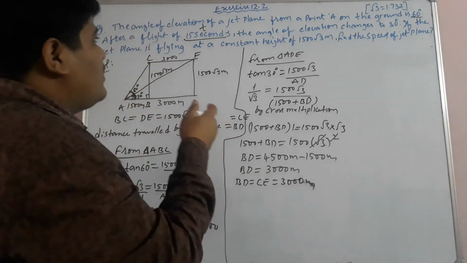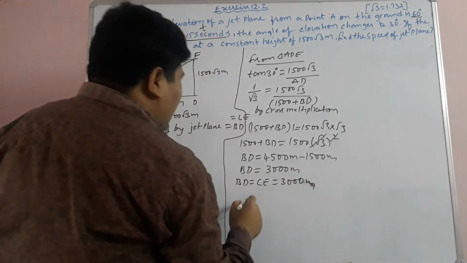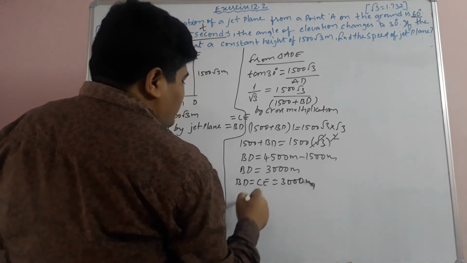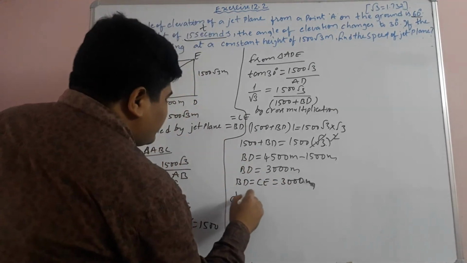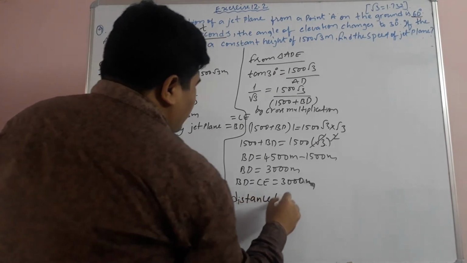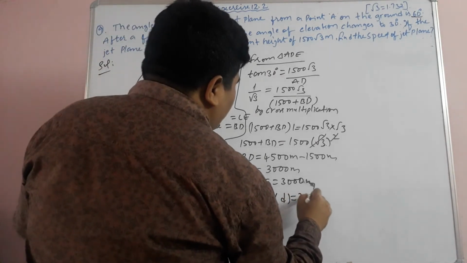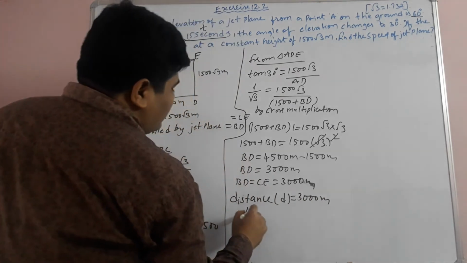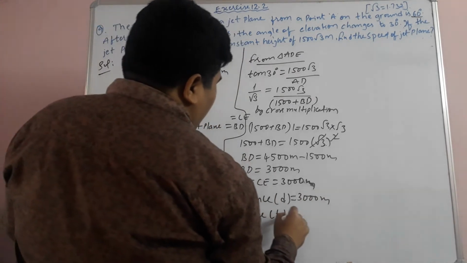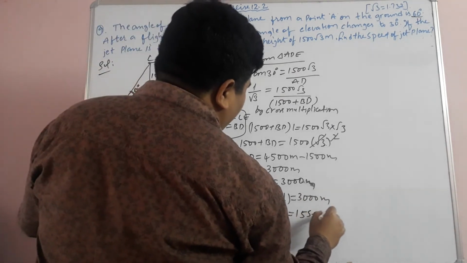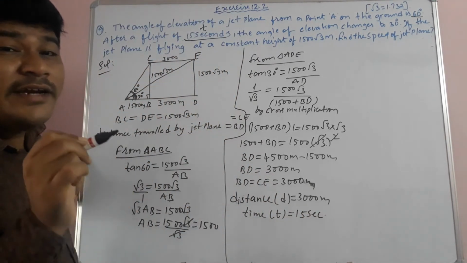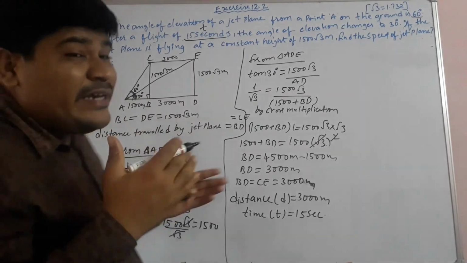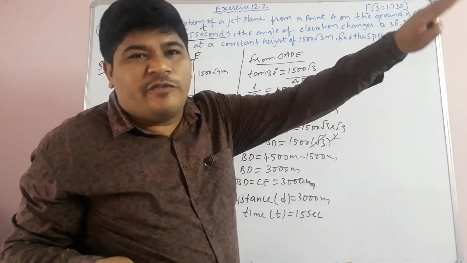Now children, what is the time? Here the distance D is equal to 3000 meters. Actually, what is the time? Time is 15 seconds. Now, what are they asking us to find? It's the speed, with what speed that jet plane is moving.